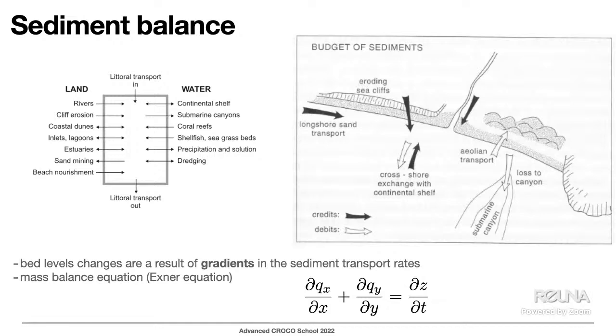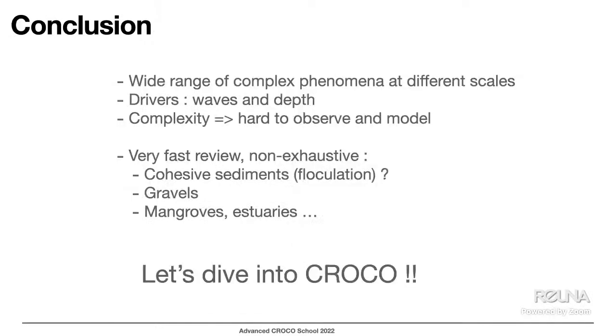And then the bed level, so the morphodynamics, is the reflection of the gradient of the sediment transport rate. And this gives us an equation to determine the variation of the depth, so the variation of the bed, which is called the Exner equation. I will talk about this equation when I move toward the model description.